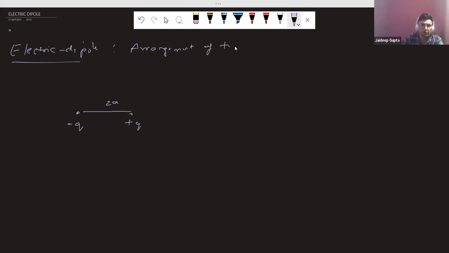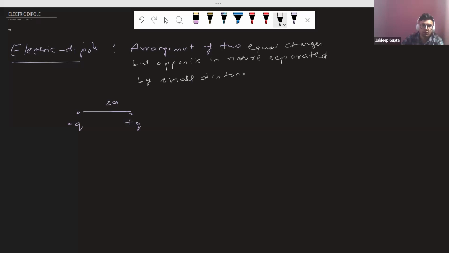of two equal charges, but opposite in nature, separated by a small distance. This arrangement is known as an electric dipole.